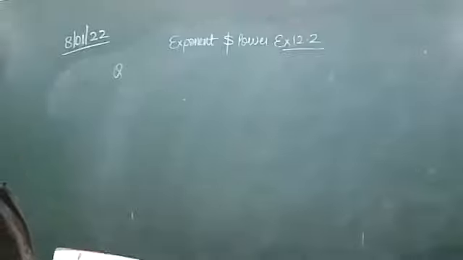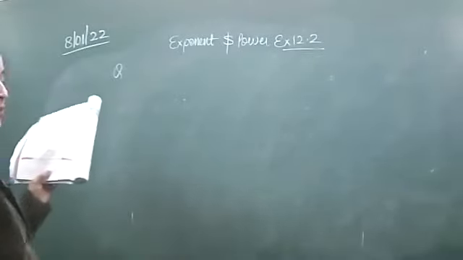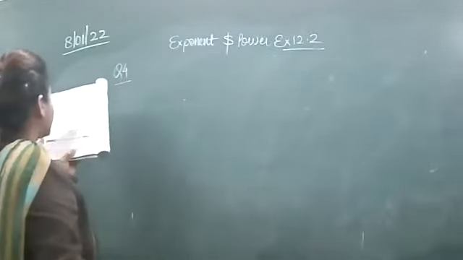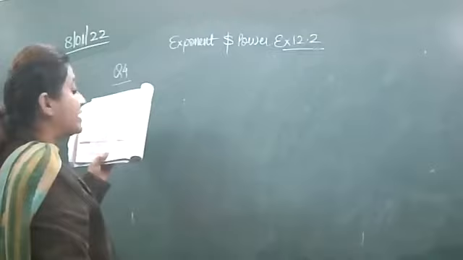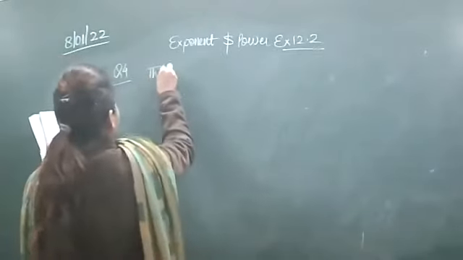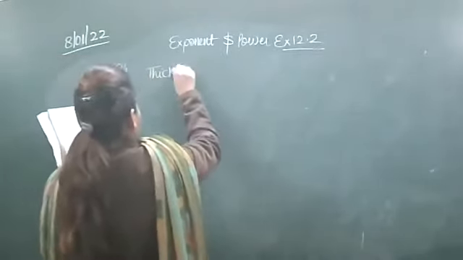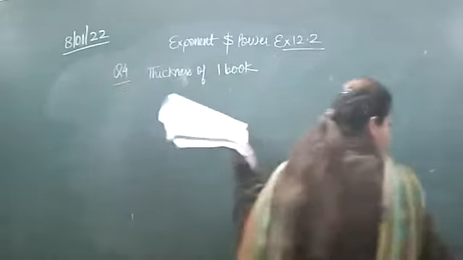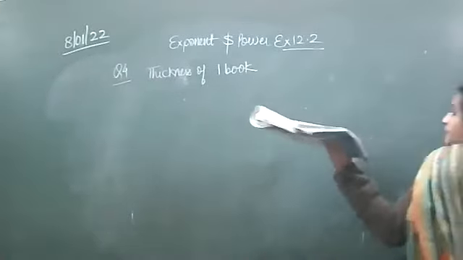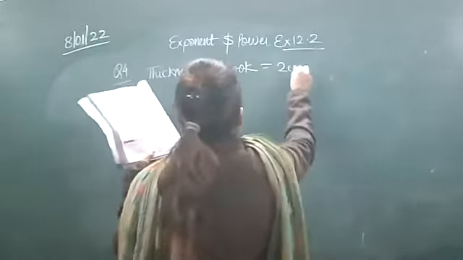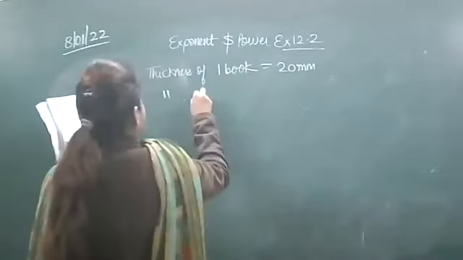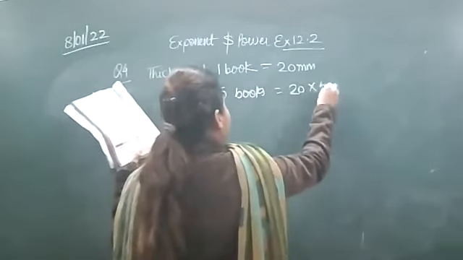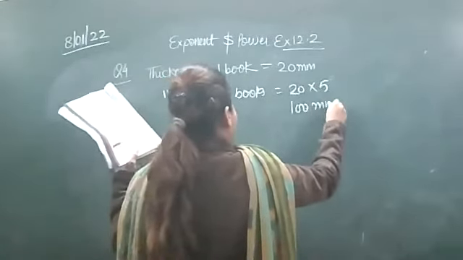We were doing exponent and power 12.2 exercise. Last question is pending. So let's complete that question. In a stack, there are 5 books, each of thickness 20 millimeter. Thickness of one book is 20 millimeter. Thickness of 5 books, 20 into 5, that is 100 millimeter.